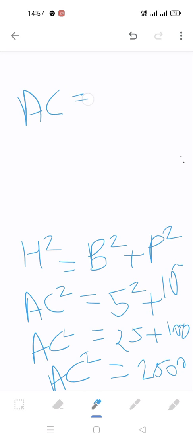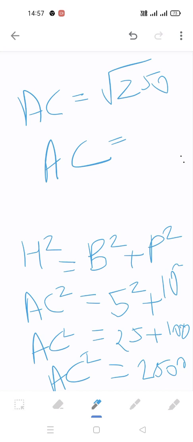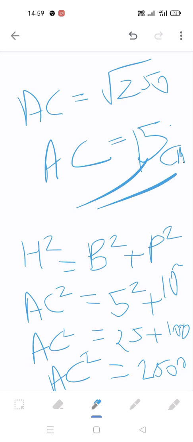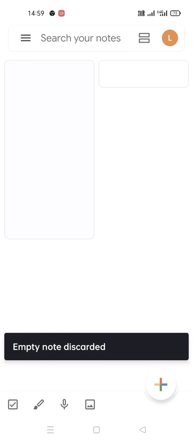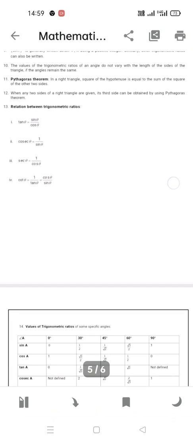AC will be under root 250. So AC will be under root 250. 15 cm will be your answer. So AC will be 15 cm. This is your answer. So like this we find it using the Pythagoras theorem. I hope you know it. Okay, let's move forward.